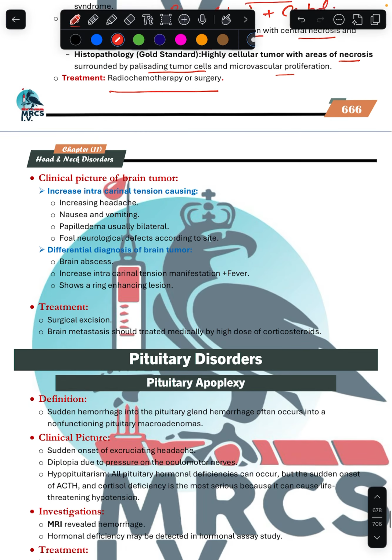Clinical picture of brain tumor: any tumor inside the brain will cause raised intracranial pressure. ICP is always raised, so the person gets headache, nausea, vomiting, and focal neurological deficits.